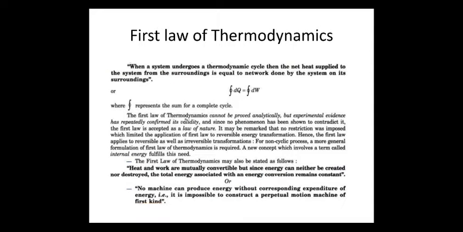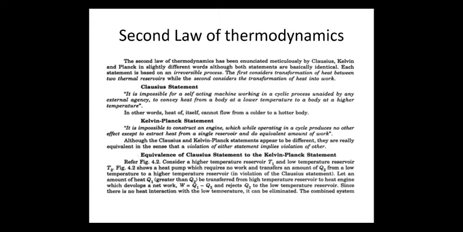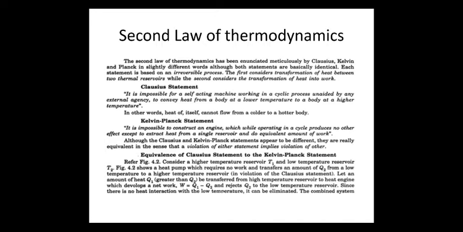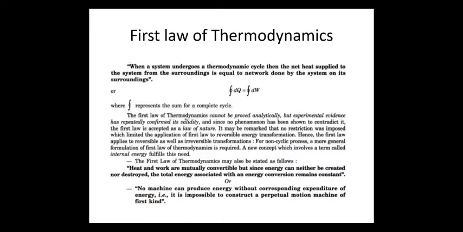Now the first law of thermodynamics. We will see the block diagram representation over here. What does the first law of thermodynamics state? No machine can produce energy without a corresponding expenditure of energy. In simple language, unless there is a spend of energy, there won't be any production of energy for work purposes.